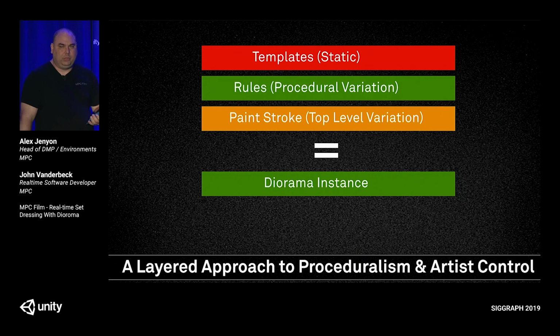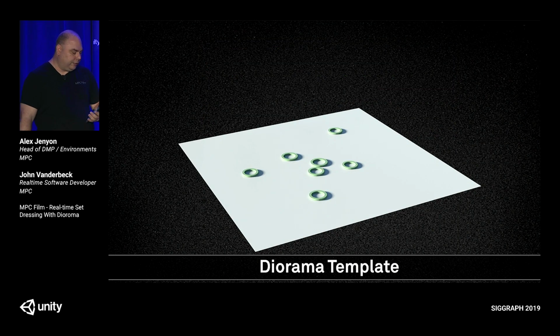In our case, we need proceduralism, but we also wanted artist control. We needed to get the best of both worlds, basically. So we decided to start with a static template-based system and use a layered approach to build on top of that to give us proceduralism and artist control. So I'm going to break this down a bit. I'm going to throw a bunch of terms at you. Hopefully it makes sense. It all starts with a diorama template.